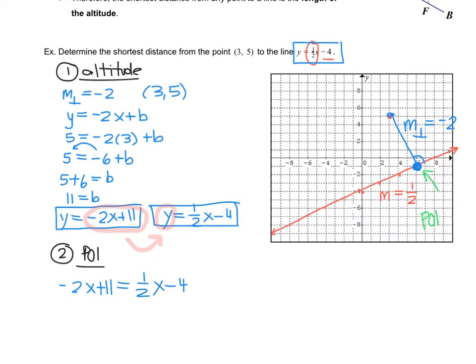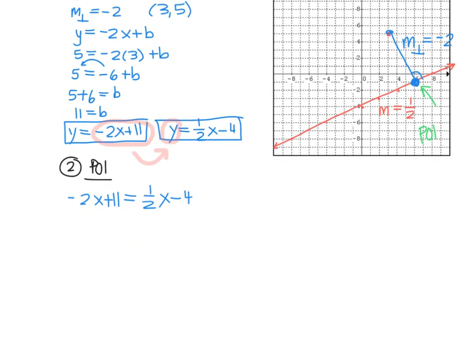If you'd like, you can just deal with the fraction, bring it over, get a common denominator, all of that. Or if you'd like to get rid of all of your fractions, you can get a common denominator for everything to cancel them out. The choice is yours here. Now, I'll show both ways. So one way is to just start moving things over. So negative 2x minus 1/2 x equals negative 4 minus 11.